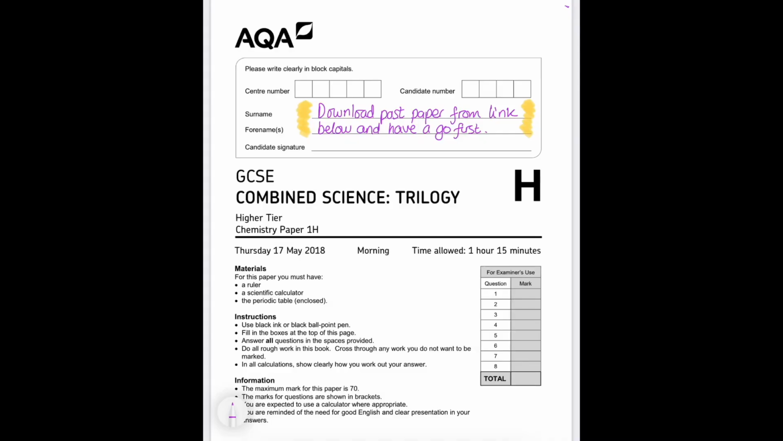Okay, so now we're going to have a go at a past paper from 2018, and this is AQA Chemistry Paper 1. But what I would suggest and highly recommend is that you download this past paper first of all from the link below and have a go yourself.